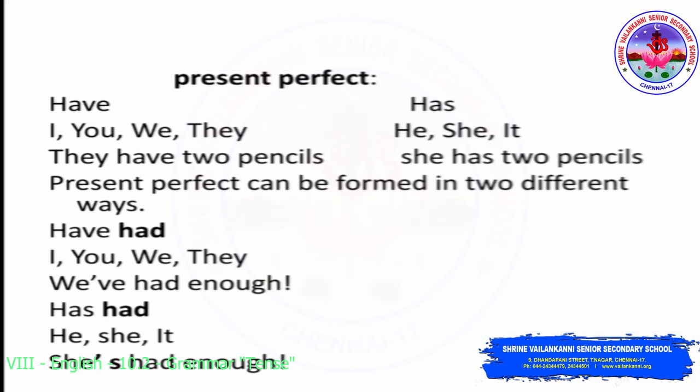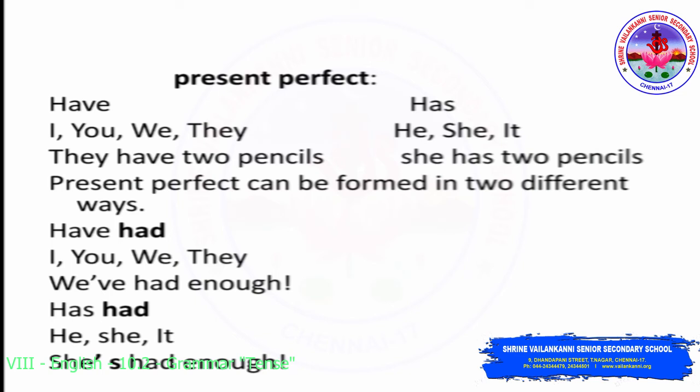Okay. Now, had is the same for all the subjects. You know this. Had is the same for all subjects. It doesn't change, but has and have change according to the subject. So for has, what do we use? He, she, it. For have, we use I, you, we, they.